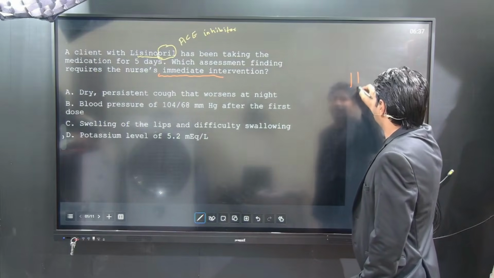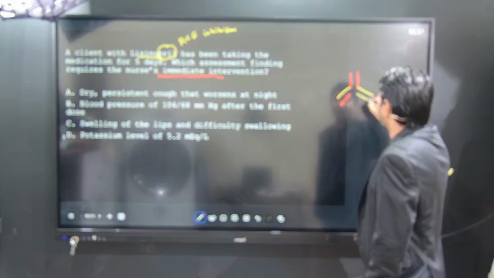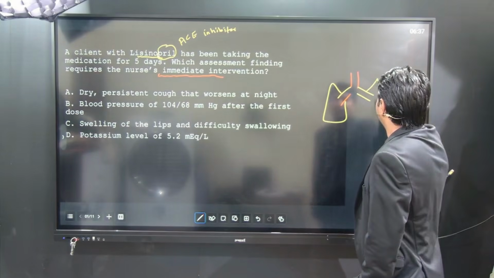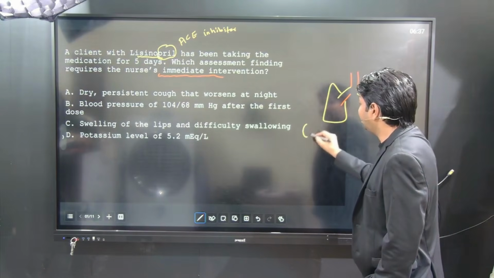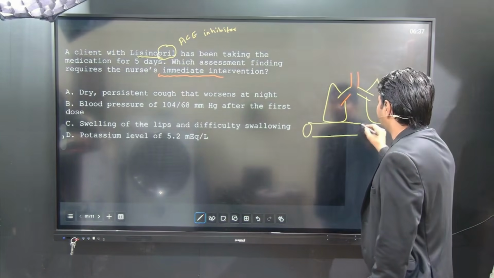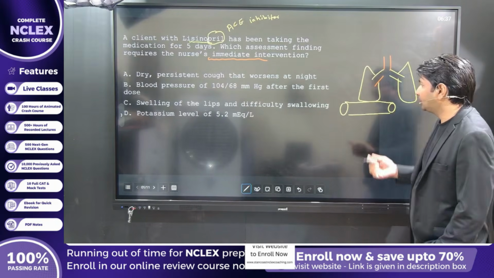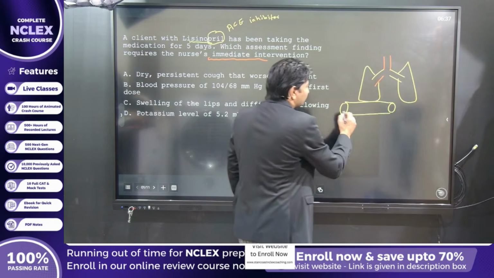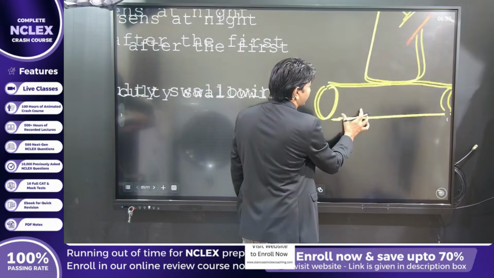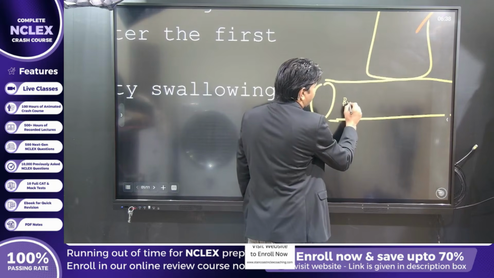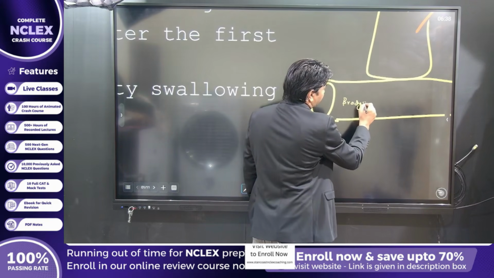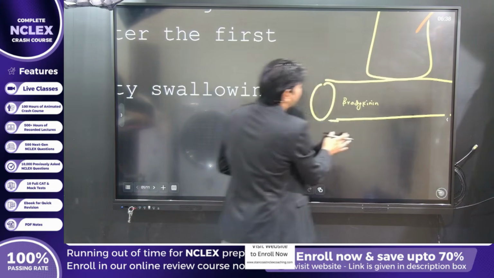Why? Because these are the lungs and this is the bronchi. And I'm drawing the blood vessels here, which are the capillaries. In our body, there's an inflammatory mediator called bradykinin. That bradykinin remains inside the blood. So this is bradykinin. This bradykinin is the inflammatory agent.